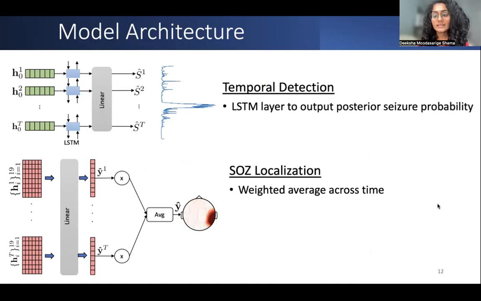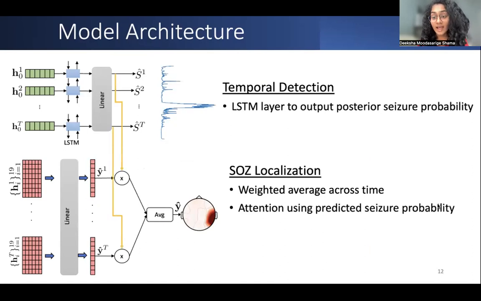We use the predicted seizure probability for the weighted average, which weighs the channel-wise encodings belonging to the seizure period higher. This way, the model avoids false SOZ predictions arising from artifacts.